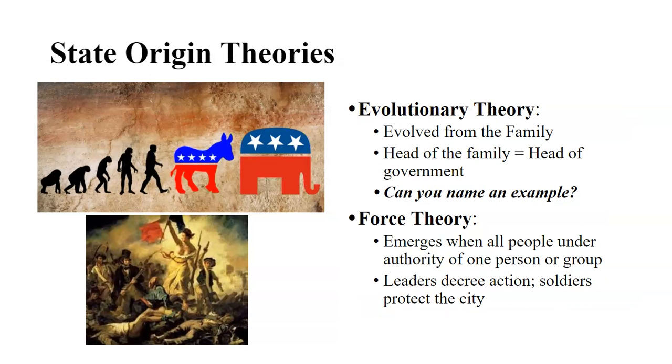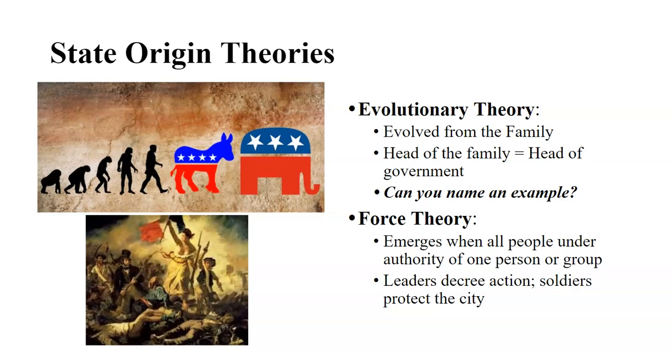All right, we have 4 state origin theories we're going to go through here. These are all pretty simple. The first one is evolutionary theory. This is the most basic form of state origin. It's the easiest one to form. It evolved from the family unit. Generally, the head of the family is the head of the government system. Okay, can you name any examples? Pretty much just think about your early hunter-gatherer societies in history.